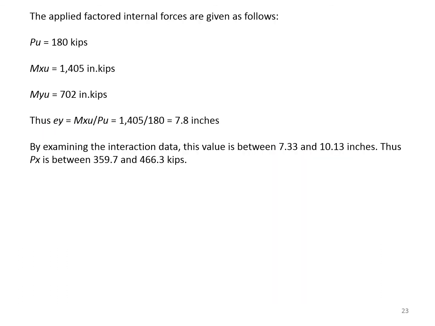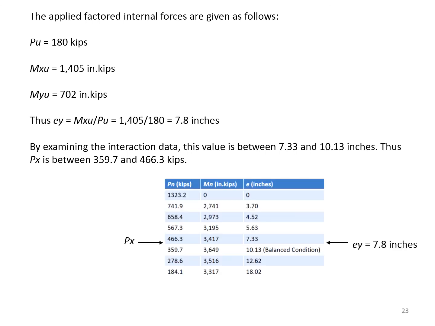The applied factored internal forces are computed and provided as follows. Pu is 180 kips, Mxu is 1,405 inch-kips, and Myu is 702 inch-kips. Therefore, the eccentricity Ey, which is Mxu divided by Pu, is equal to 7.8 inches. By examining the interaction data, this value is between 7.33 and 10.13 inches. Therefore, Px is between 359.7 and 466.3 kips. By interpolation, we find Px as 448.4 kips.